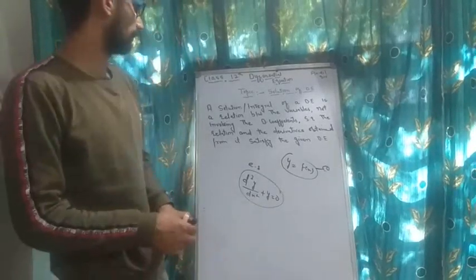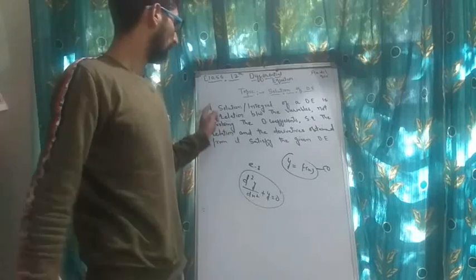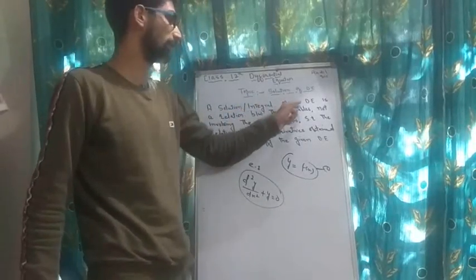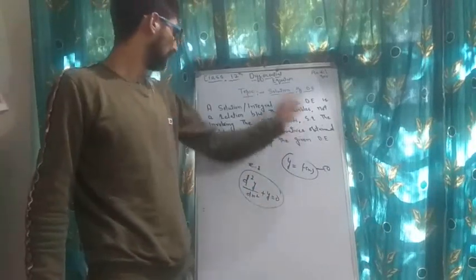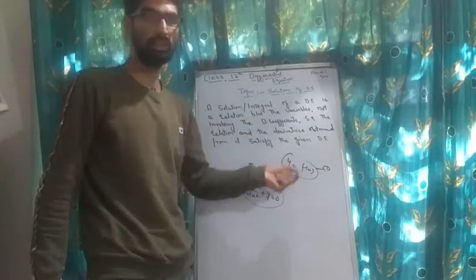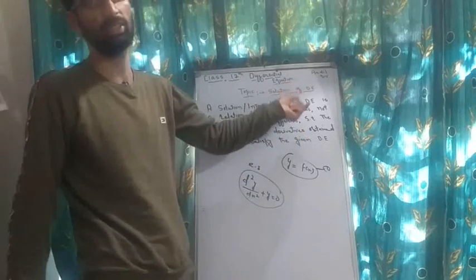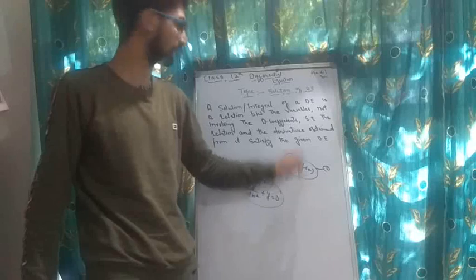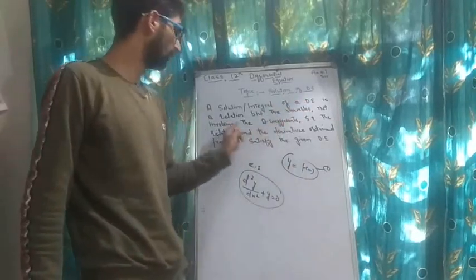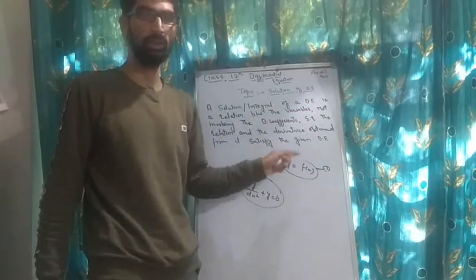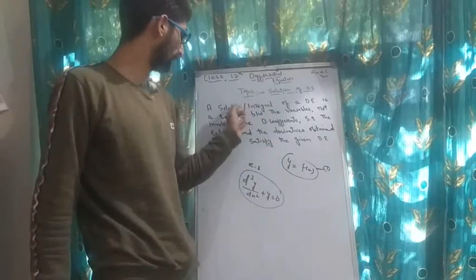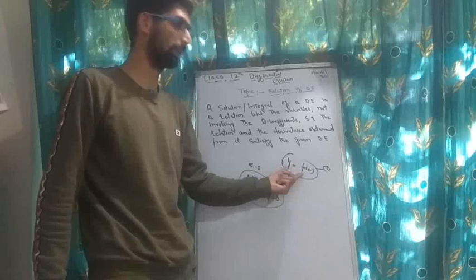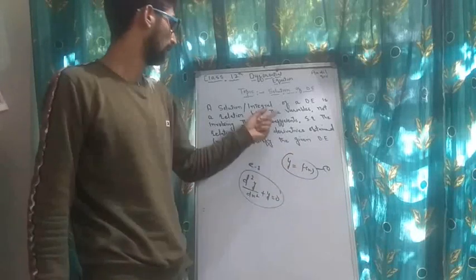So a solution, or we also say an integral, of a differential equation like this, is a relation between the variables. That means it is the function actually, this y and f of x. This is the relation between y and x, not involving the differential quotient. That solution does not involve any differential quotient. You check here, in this function there is no differential quotient.